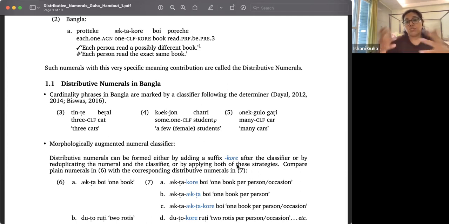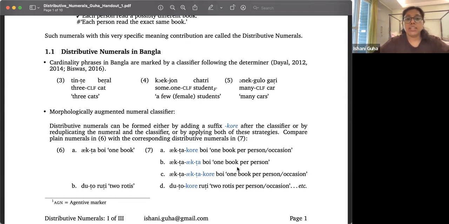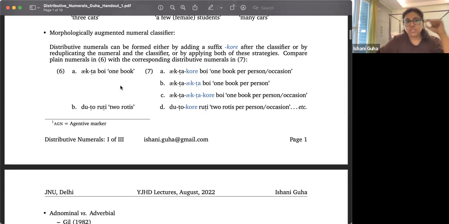Okay. Now what happens to the distributive numerals is that you add a suffix kore, after the classifier, and that is between the classifier and the noun, right? That's one way. So let's come to 7A. So 6A is the plain numeral, একটা বই, one book. 7A, you add kore, একটা kore boi. Or you could reduplicate that numeral classifier complex, so একটা একটা boi. Or you could do both. You could reduplicate and then add the suffix. Okay, so একটা একটা kore boi.